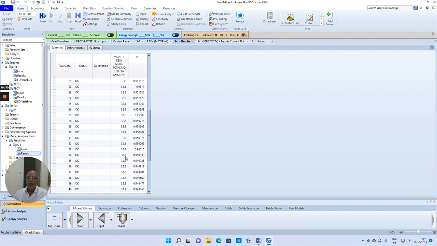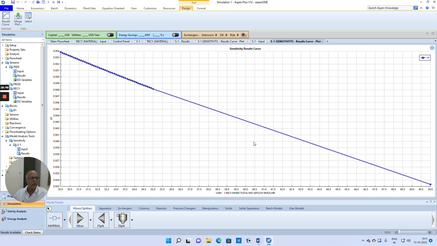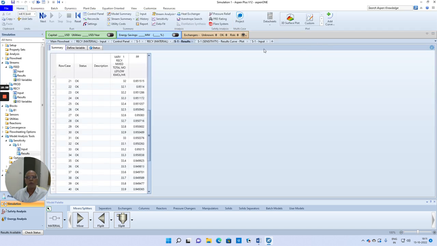If you still want to refine the solution further, accordingly you can change the starting point, ending point, and the increment. Or you can look at the results, go to this plot on the main menu, results curve. So I wanted to plot product purity. So this is how it is going to be. Don't worry about this because we started with 50, it is taking up to 50, though the sensitivity analysis is supposed to be between 30 to 35, right? So this is how you may be able to solve the problem using sensitivity analysis.